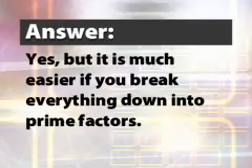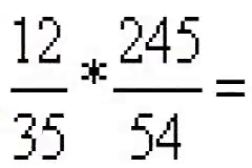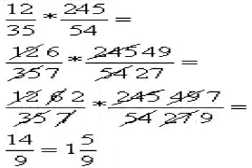Take this problem for example. We could try to reduce step by step like this. We see that 12 and 54 are even, so we divide by 2. We also see that 245 and 35 end in 5, so they will both divide by 5. So now we see that 3 will divide both 6 and 27. We also see that 7 will go into 49.